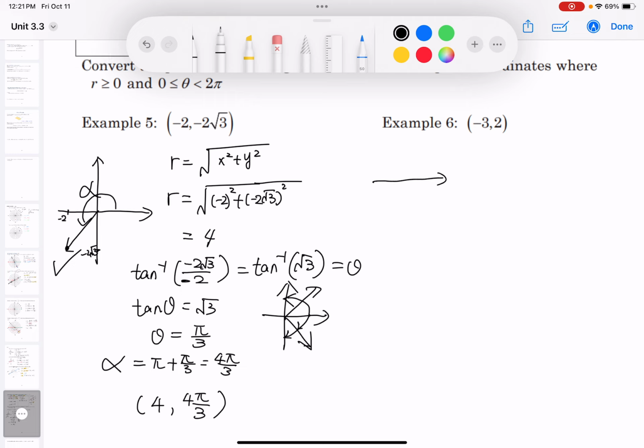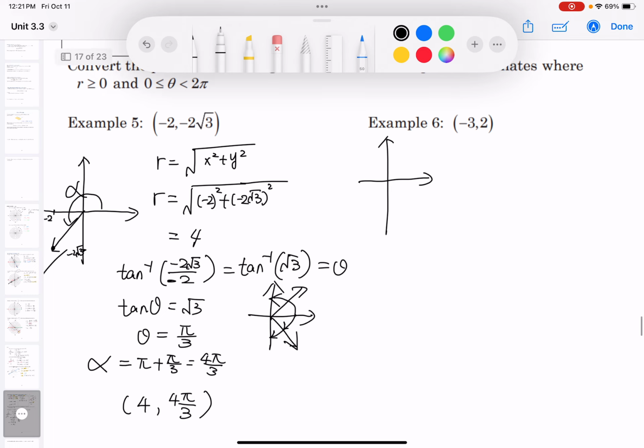Plot the point first. This video is super long. Okay, negative 3, positive 2. In the second quadrant. Finding the r is easy. The square root of negative 3 squared plus 2 squared is 9 plus 4, which is the square root of 13.